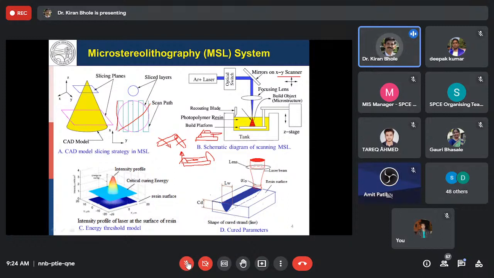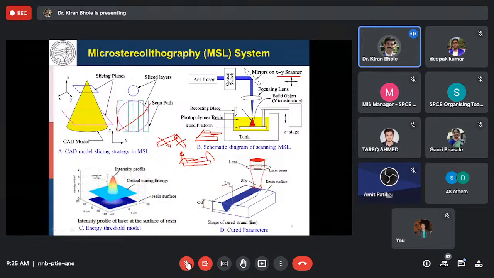Then further, very important, the laser which we use in the process of MSL is generally the argon ion laser. Mostly the argon ion laser is used. Some people have tried the Nd:YAG laser as well. But in the laboratory where we work, we have used the argon ion laser, which has a wavelength of 351 nanometers, and that laser has a Gaussian intensity profile.